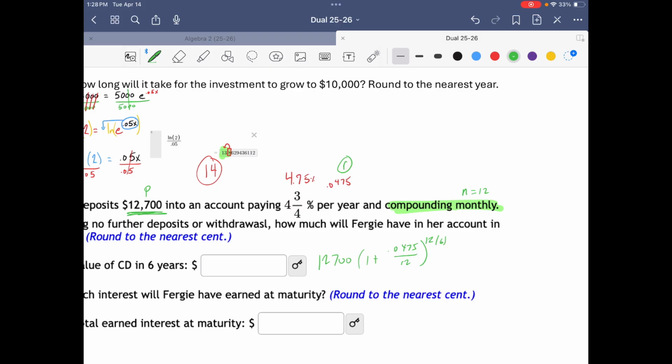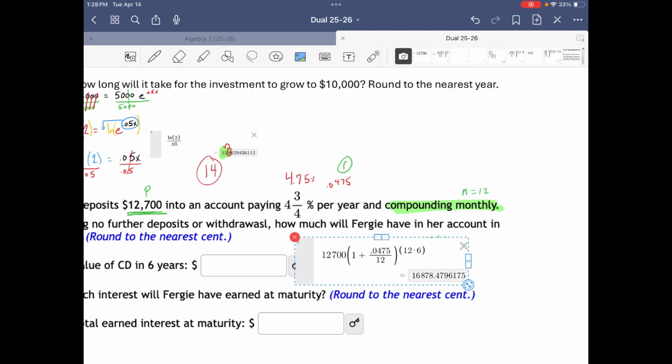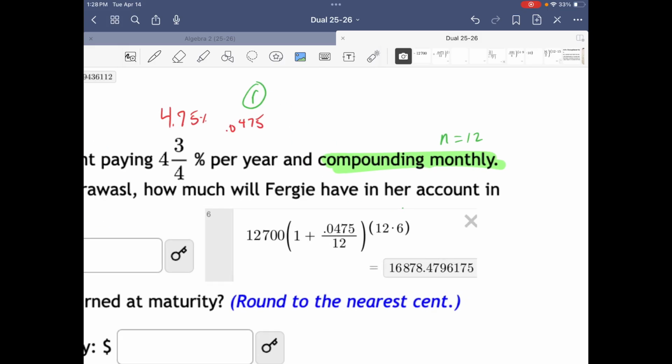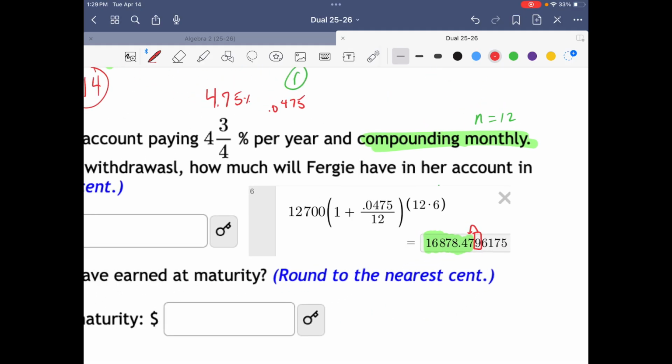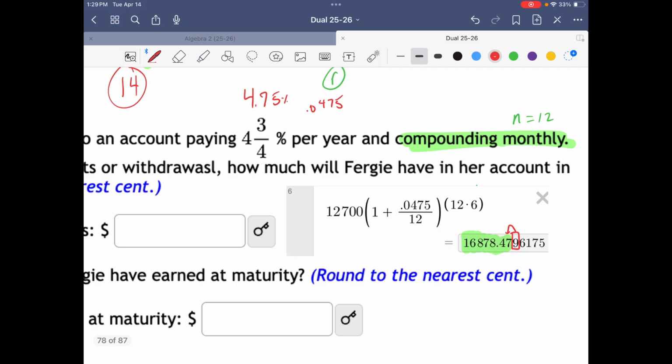Now that's too messy for you to understand. I put it on Desmos. It's right here. There you go. And of course, since we're doing money, you're going to round it. That 9 is big enough to make that 47 go to a 48. So this is going to be 16,878.48.